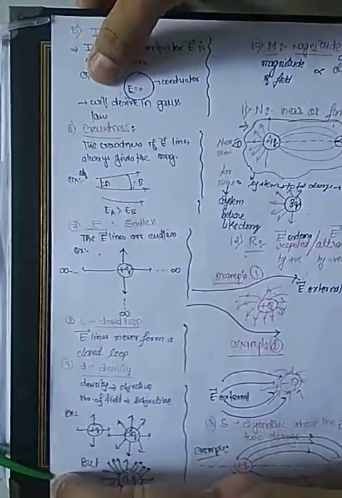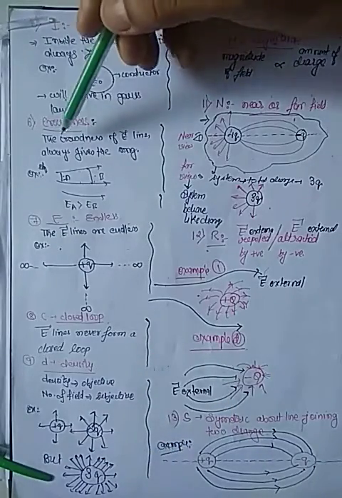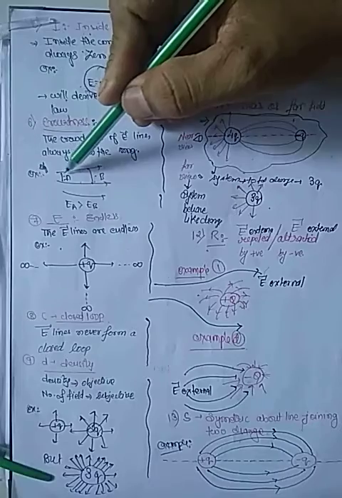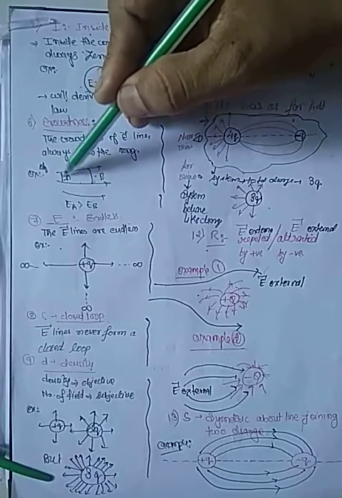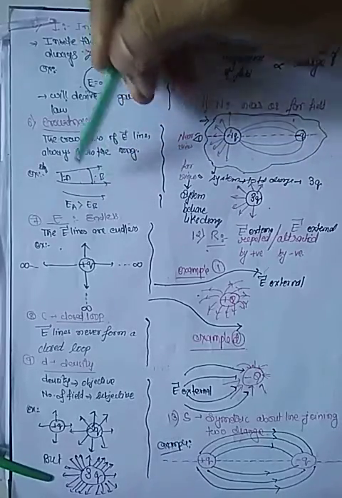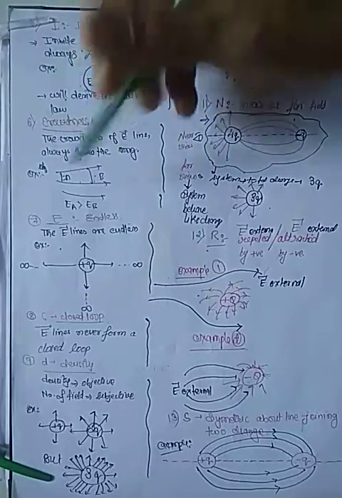Okay, so similarly, with the help of this, I can say the crowdedness of the electric field. See, here are electric field lines, point A and point B. Point A has the maximum electric field, and at point B the electric field is very minimal as compared to A. So this is called crowdedness.